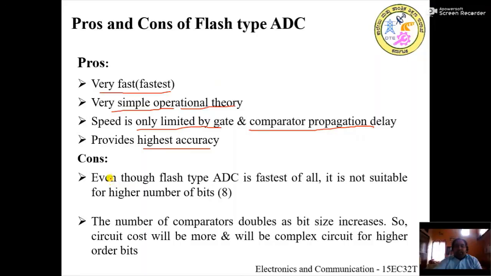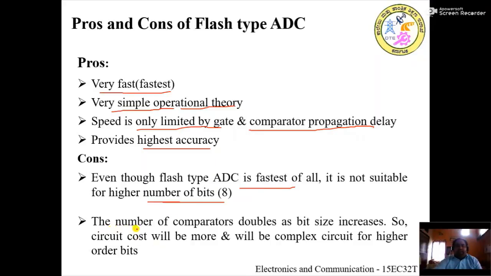Similarly, there are some drawbacks. Even though it is the fastest of all, the number of bits is limited to 8. At the maximum I can have an 8-bit flash type of ADC. Beyond that, it may give a result with less accuracy, and it may increase the cost as well.